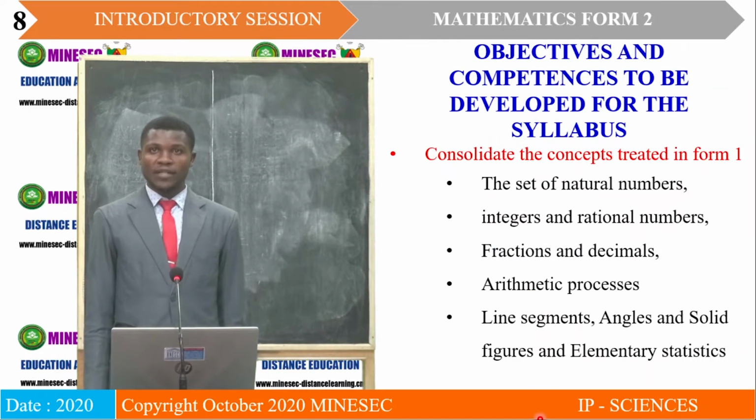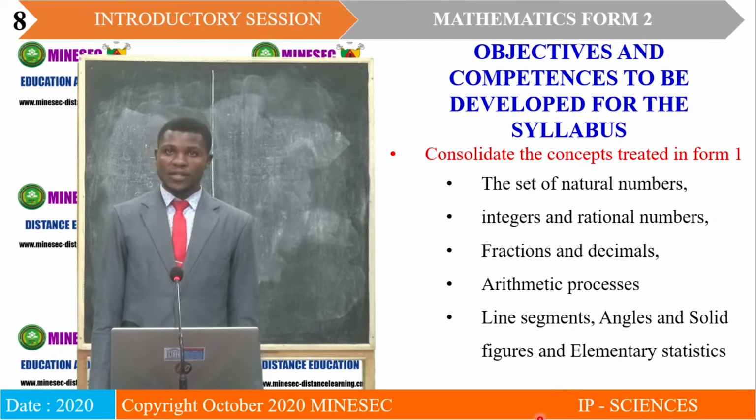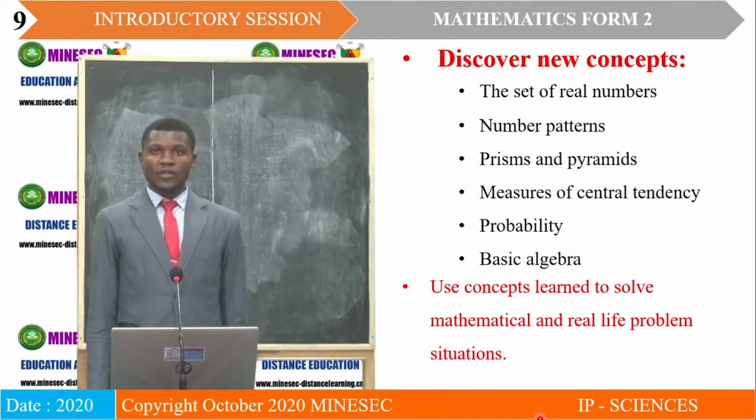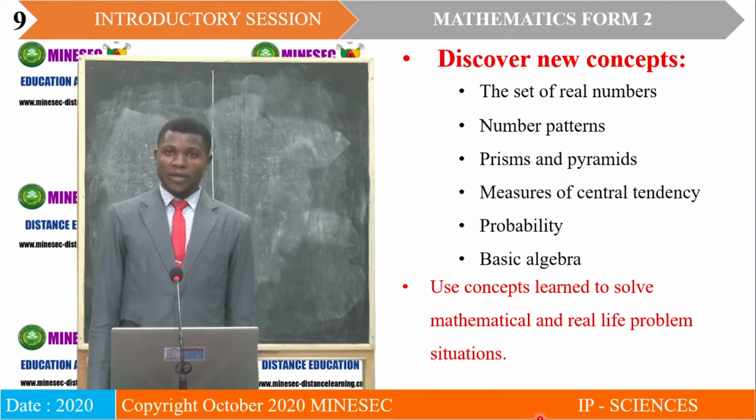Now let's look at the objective and competencies to be developed for this syllabus. At the end of this program, you should have consolidated the concept that you learned in Form 1, which is a set of natural numbers, integers and rational numbers, fractions and decimals, arithmetic processes, line segment, angles and solid figures, elementary statistics. You also discover new concepts in this Form 2 program, such as the set of real numbers, number patterns, prisms and pyramid, measure of central tendency, probability, basic algebra, and you use this new concept to solve real-life problems.